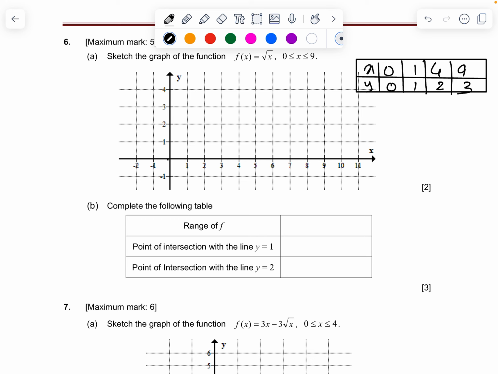So when it is 0, it is 0. When it is 1, it is 1. When it is 4, it is 2. When it is 9, it is 3. So the graph looks in this way.